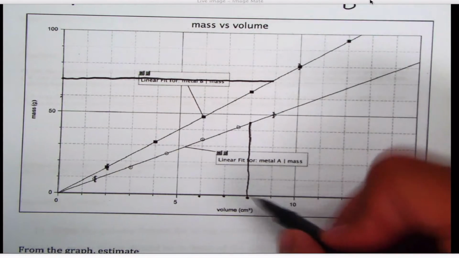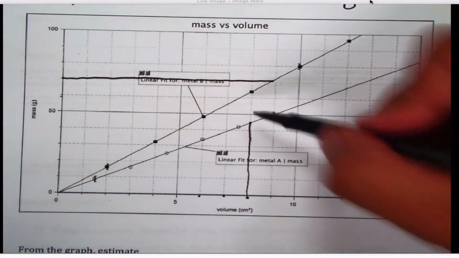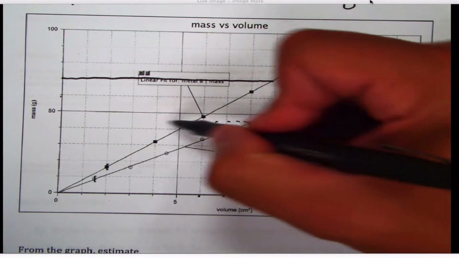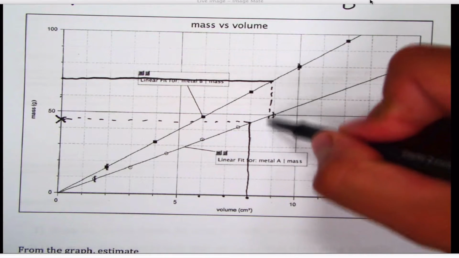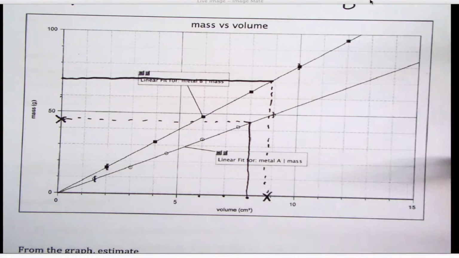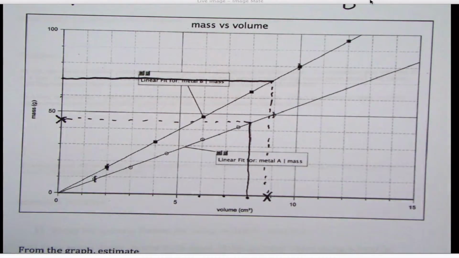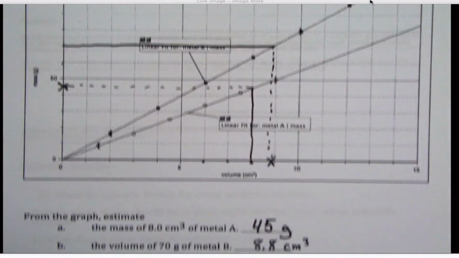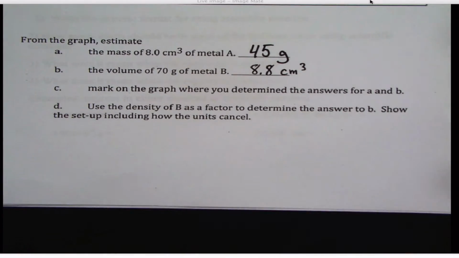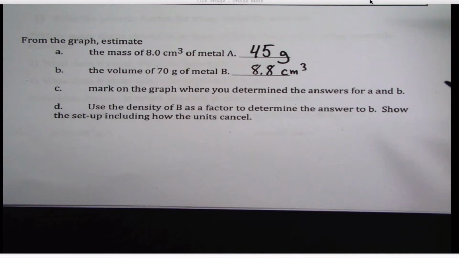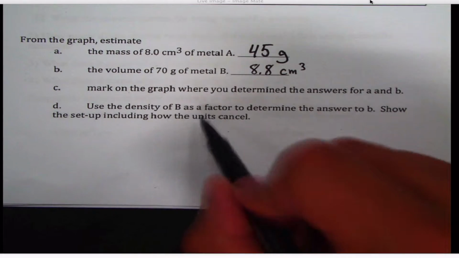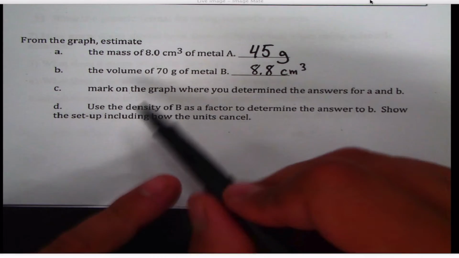So where do I determine this stuff? You mark that on the graph. This is where I determined A, because I went like that. Here's where I determined B, like that. So use the density of B as a factor to determine the answer to B. Show your setup. This is kind of weird wording, and I probably didn't word it too well, but what it's saying is, how can you calculate the density of B? Show me the setup. So here's metal B.